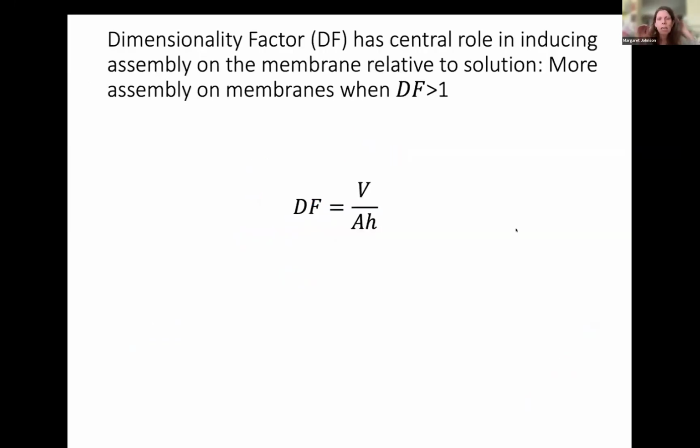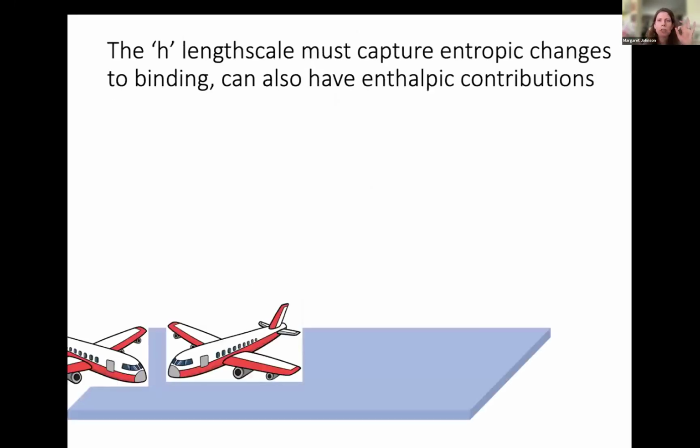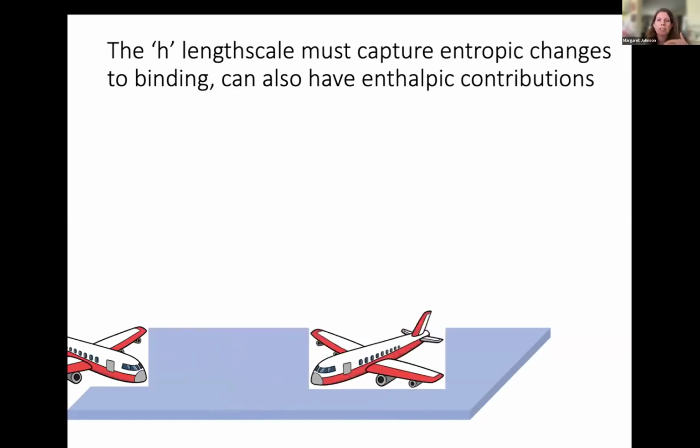And so this key factor that we incorporate in all of our models, especially when we eliminate space, is this dimensionality factor. So of course the volume to area is going to be important. How concentrated are you? But that has units of length. So what is H? This is what makes it dimensionless. It's because when you're binding in 3D versus 2D, you have a different affinity or a different rate, and it also has units of length. And so there's been some previous work that characterized exactly how the free energy or the rate transforms from 3D to 2D. And what you absolutely have to capture is entropy.